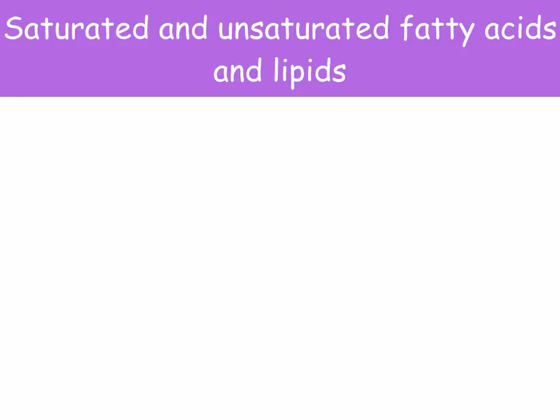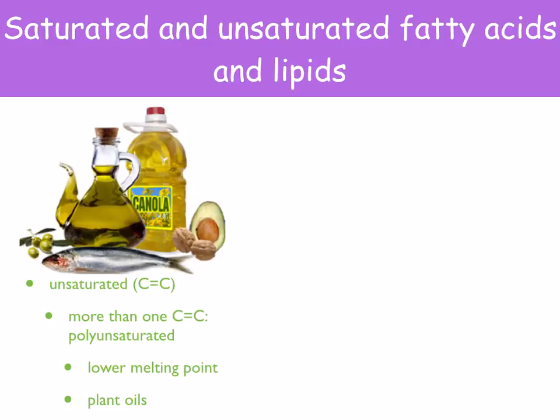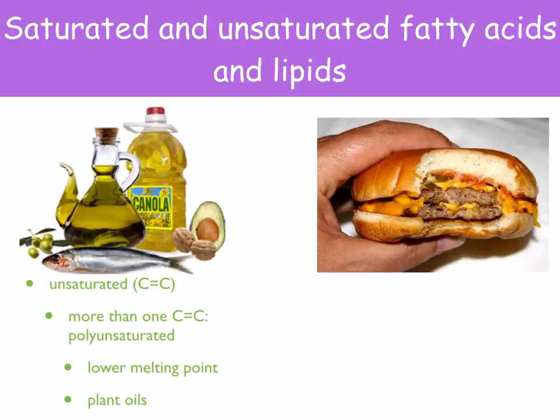Now let's have a look at the difference between saturated and unsaturated fatty acids and lipids. Here you can see an example of unsaturated, which is C double bond C. If you have more than one C double bond C, it's called polyunsaturated. And these have got a lower melting point, and they're usually found in plant oils. They are also better for us. Here's a nice example of a saturated fat. So remember, single bond C represents saturated, and it's usually found in animal fats.